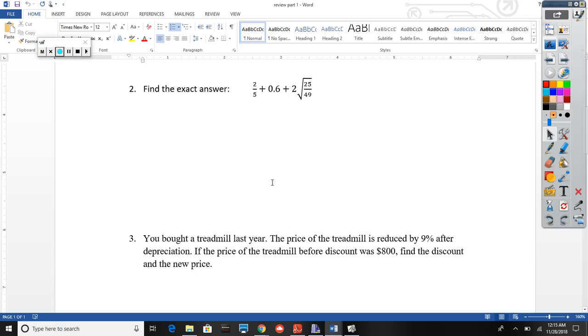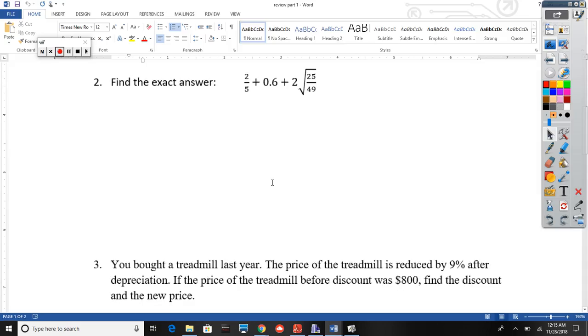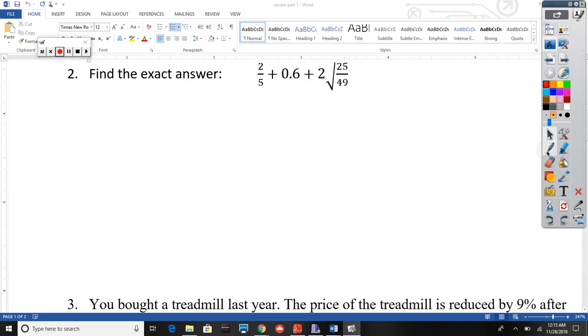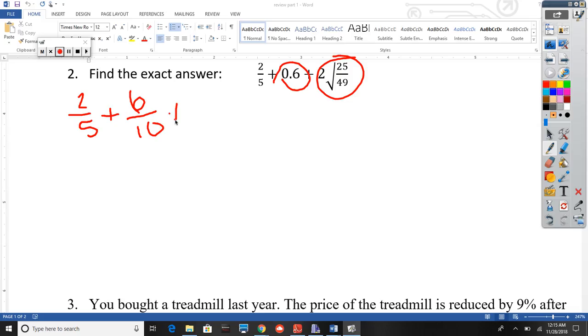Alright, another one of these annoying problems. I call them annoying problems because it just takes too long, especially with those ugly little calculators, but that's all we got. So I need to find the exact answer, therefore try not to use your calculator at all, especially for square roots and stuff. Alright, I have 2 over 5. This means 6 over 10, because that's 6/10. And then this over here, square root of 25 is 5, and the square root of 49 is 7, so that's 2 times 5 over 7.